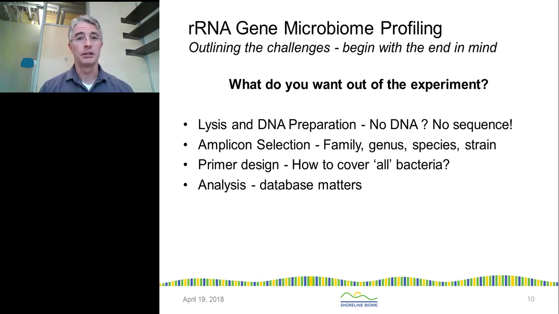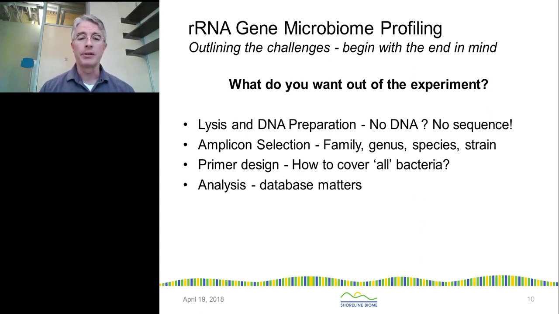Second, amplicon selection. We discussed a little bit of that just a minute ago. Depending on where the amplicon is and how much information it carries, you can get better or worse identification at the family, genus, species, or even strain level, depending on what you select.